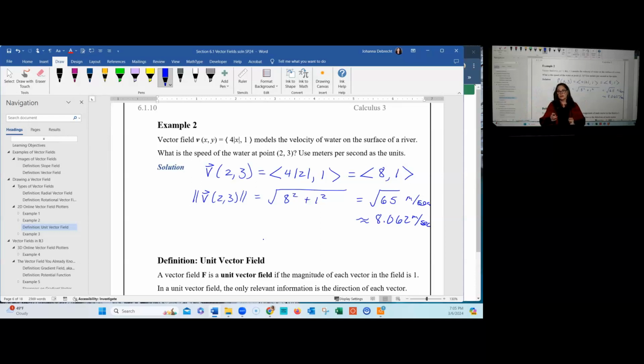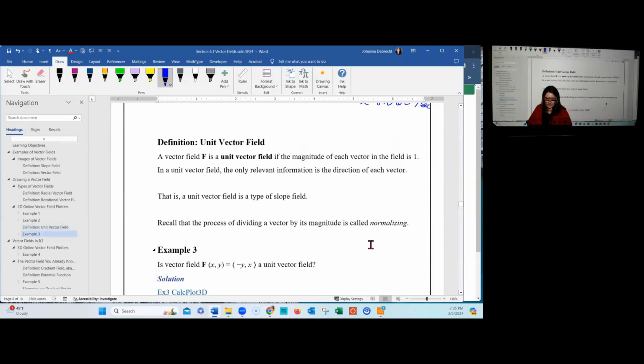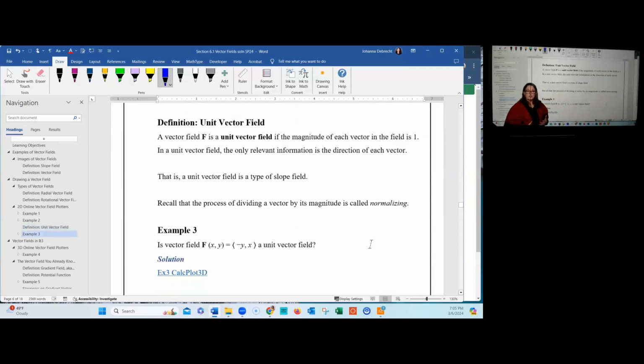Now, we've already talked a little bit about what a unit vector field is when we talked about slope fields and direction fields. A slope field or direction field includes the direction of flow, but not the magnitude of flow. In a slope field, all the vectors are the same length. If they're all length 1, we call it a unit vector field. There are lots of occasions where you want to know the direction of the flow, but you don't necessarily need to know the velocity of the flow at that point. In that sense, a unit vector field or a slope field may be all you need.